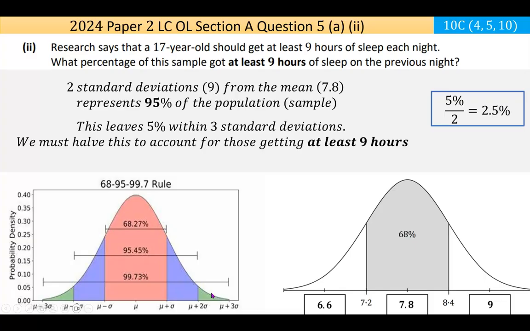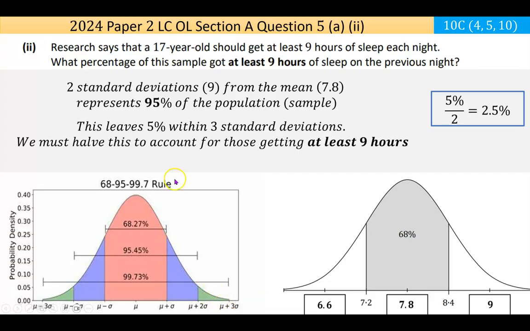And you have to remember that 68, 95, and then the 99.7 rule. Outside 3 standard deviations, there's very few people. And effectively, if you remember that rule, that within 2 standard deviations represents 95% of people, that 5% that's left over, we have it because the lower half here isn't included, and we're only talking about the 2.5% over here, and that's effectively it.